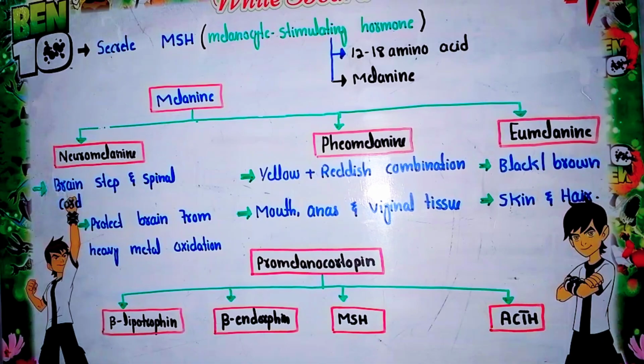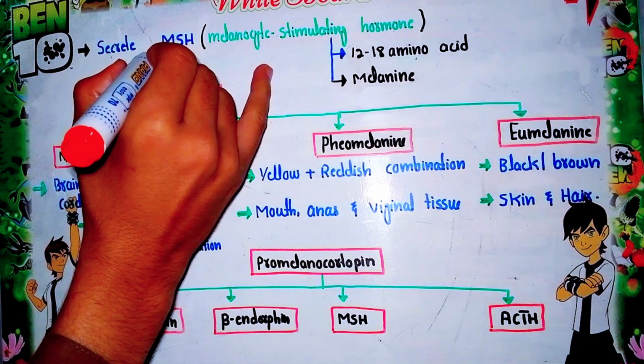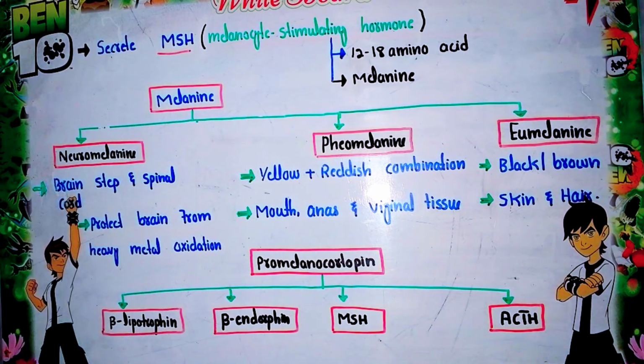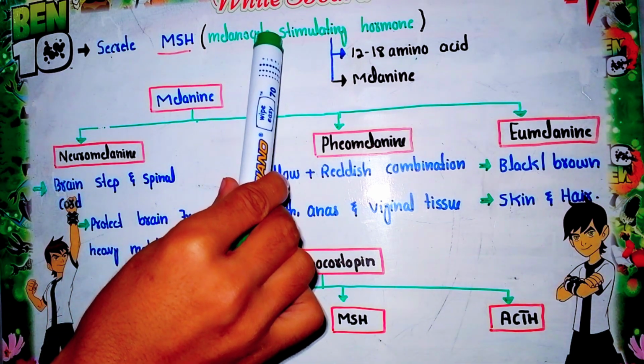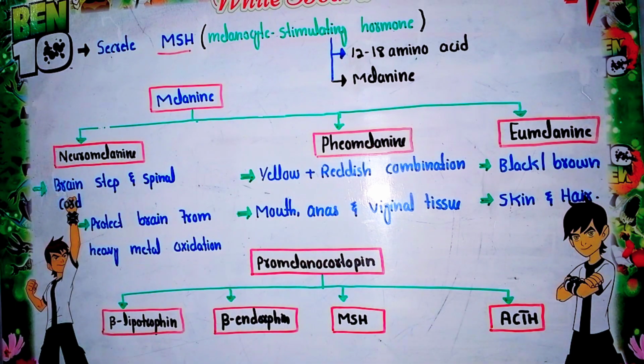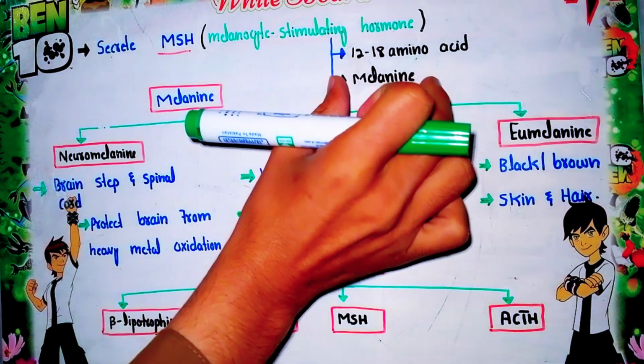Now this intermediate lobe has an important function because it releases a hormone that is called melanocyte stimulating hormone. Basically it contains 12 to 18 amino acids, and this melanocyte stimulating hormone released by the intermediate lobe of the pituitary gland acts on the melanocytes that are mainly found in our skin. Now when this MSH acts on the melanocytes, it will release melanin from these melanocyte cells.